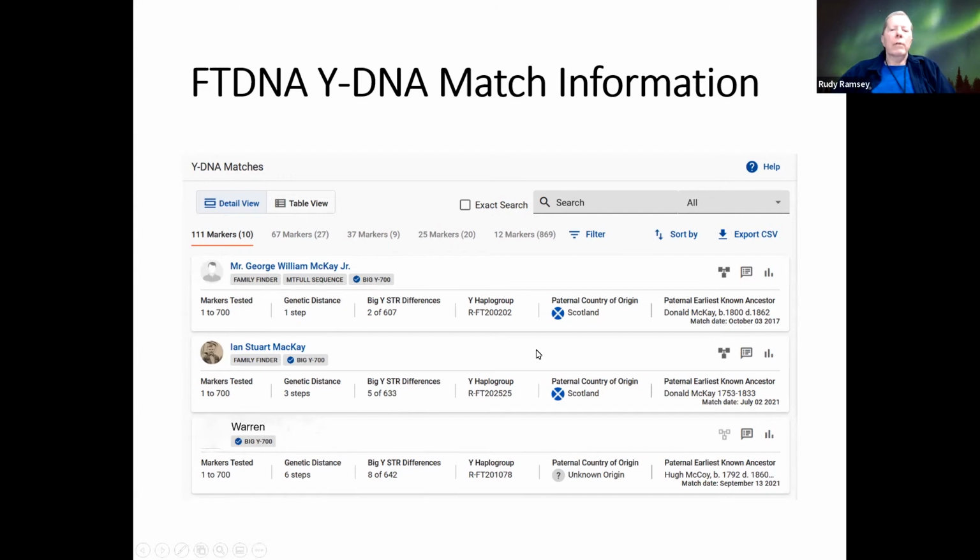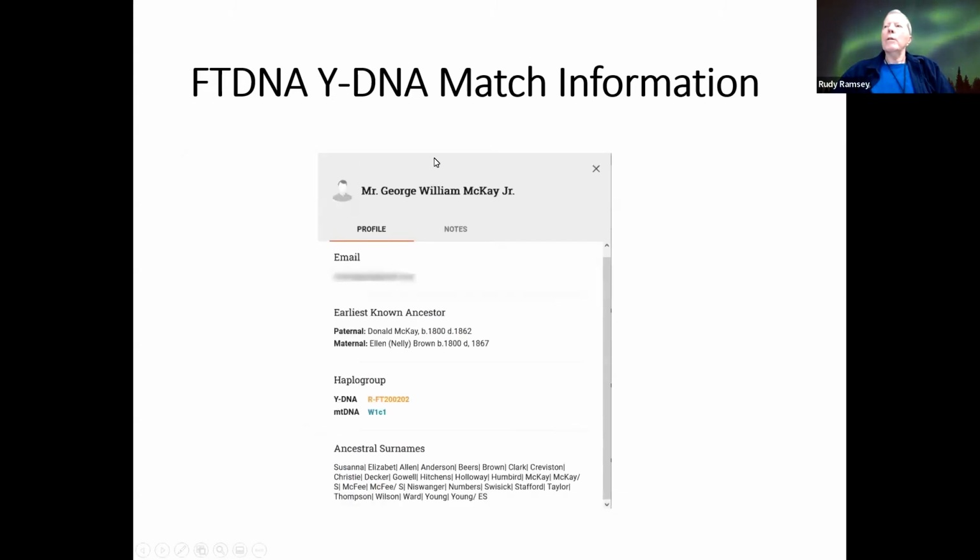So this is the kind of information that you see. And if I click on George's name here, these of course are PowerPoint slides. I can't click on it, but I can push the space bar and you'll see what I would see if I did click on it, which is his profile page. It doesn't have a lot of information. It does, of course, have an email address for him. And that's true for everybody who has a Y-DNA sample at FTDNA.